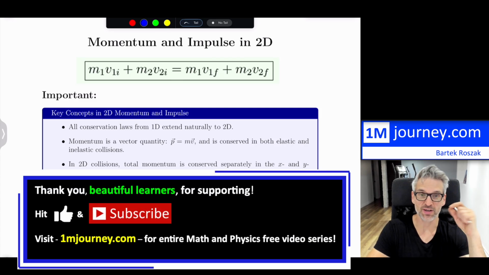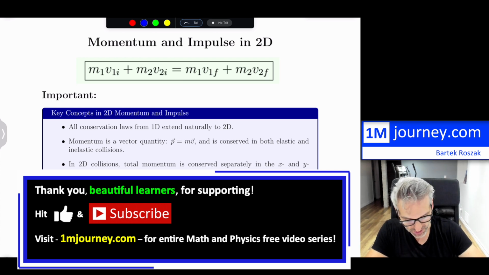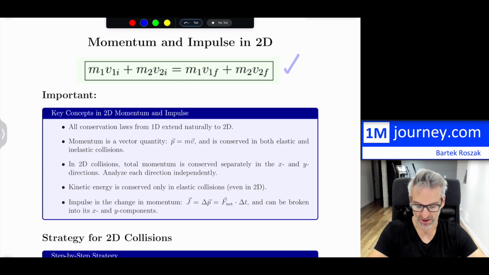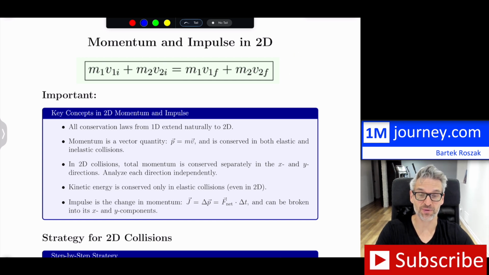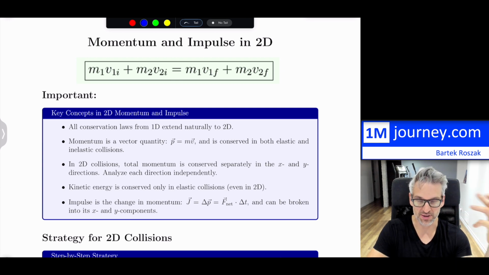Welcome in. All right, so let's extend the one dimension momentum to two dimensions. So in one dimension, here is our formula. Well, our formula is going to be the same, except we're going to be breaking it down in terms of its components. So what is the only difference in two dimensions in comparison to one dimension?